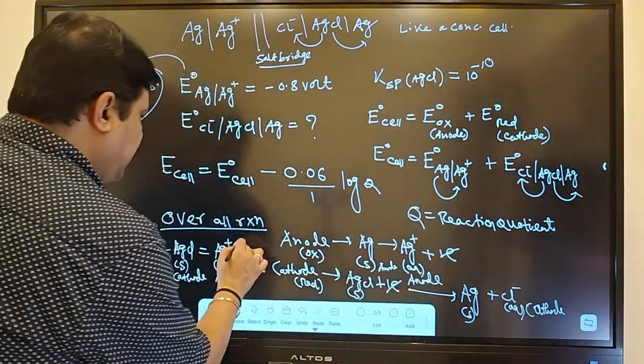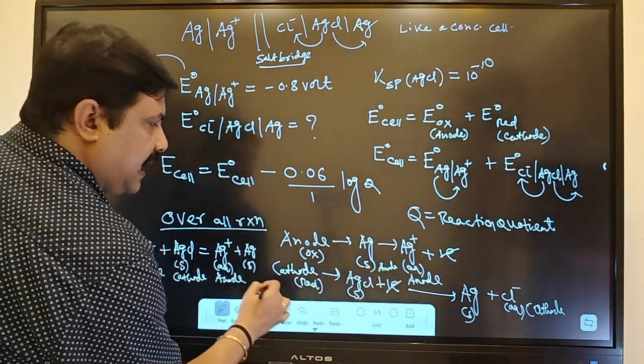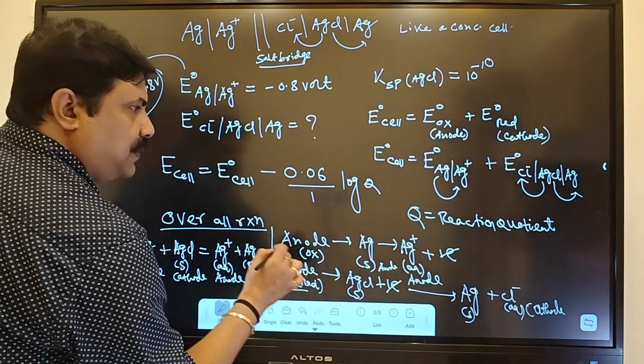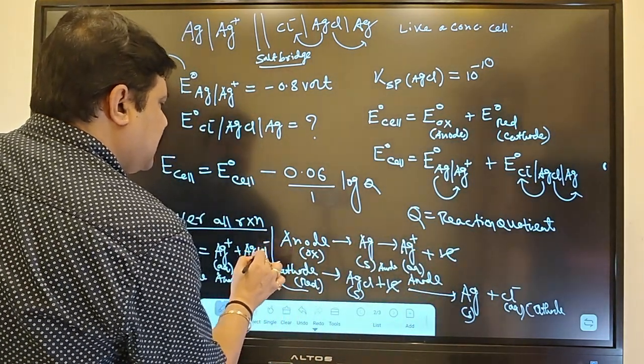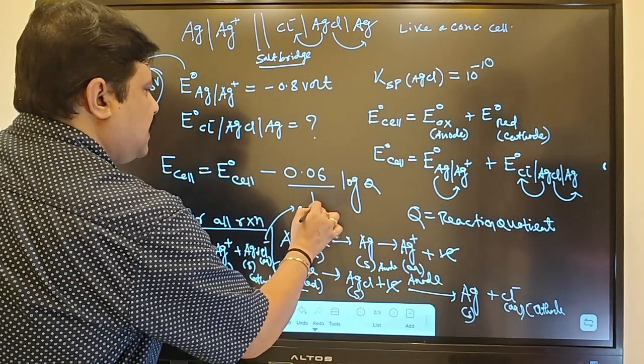plus Ag solid, which is at the cathode. Plus Cl minus aqueous, and this Cl minus aqueous is at the cathode.